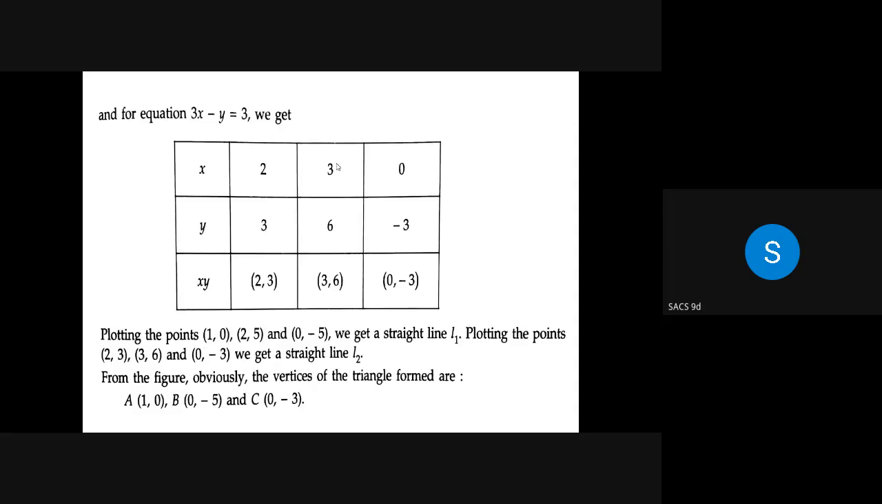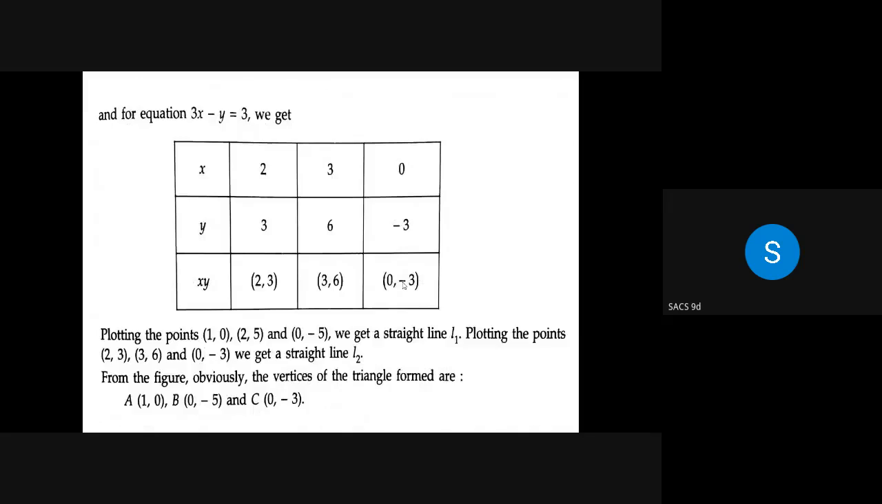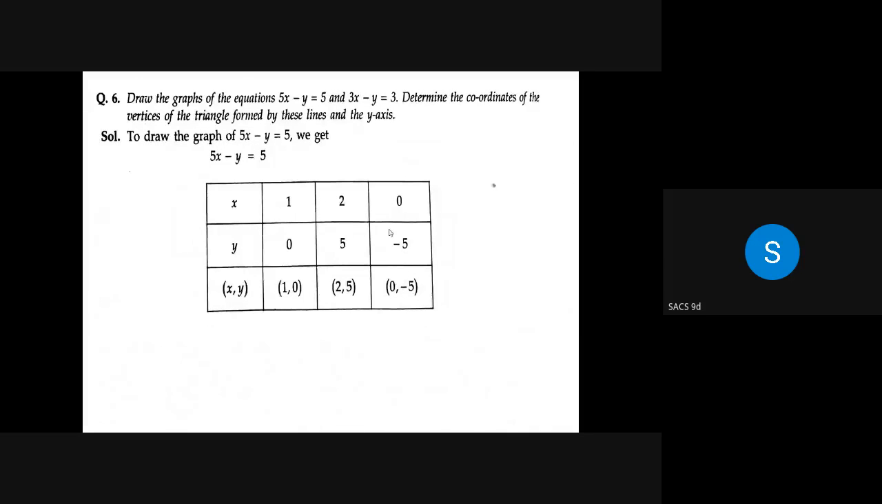And in the same way for the next equation, I have substituted these values: 2, 3, 3, 6 and 0, minus 3. Now when these coordinates are plotted on the graph, we get lines like this for both the equations. Now you need to find, let's go back to the question, the coordinates of the vertices of the triangle formed by these lines and the y-axis.